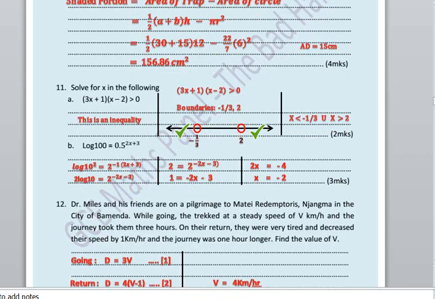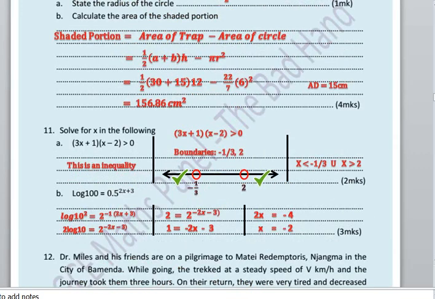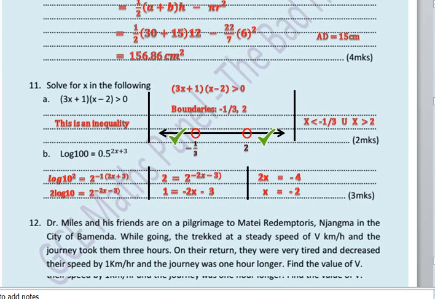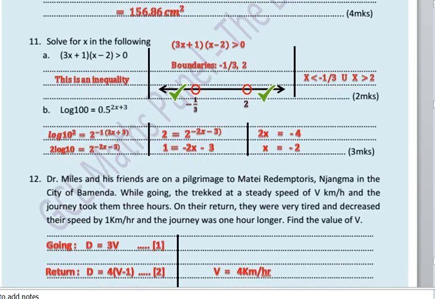So in this question 11, we have an inequality. The first thing is to know that this is an inequality, and since it's an inequality, we are going to treat it as such. So this is actually a quadratic inequality, so we can solve by testing regions. So actually the boundaries here are x equals minus 1/3 when you equate to 0, and x equals positive 2.